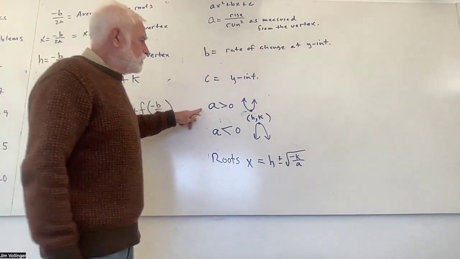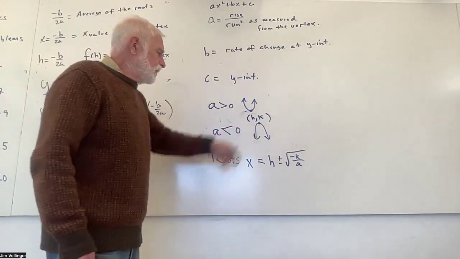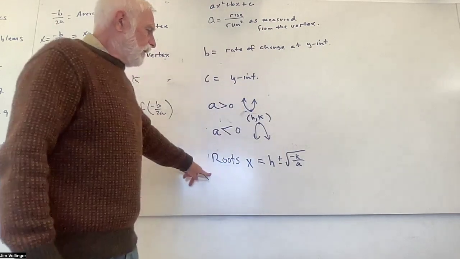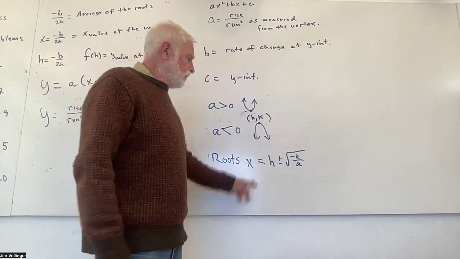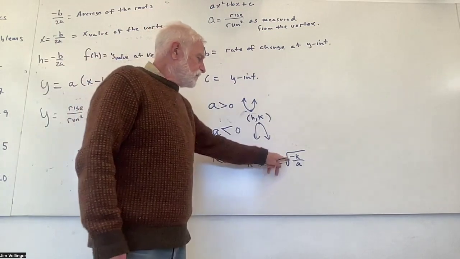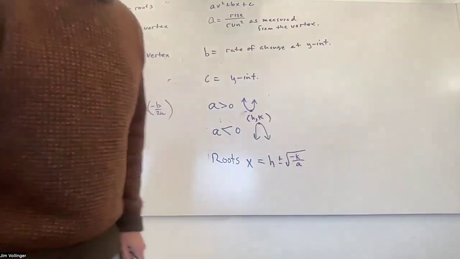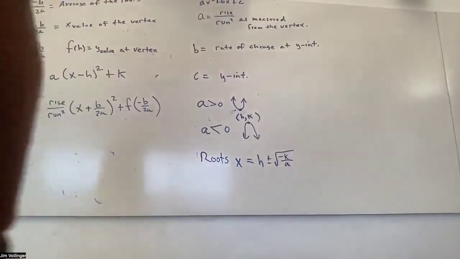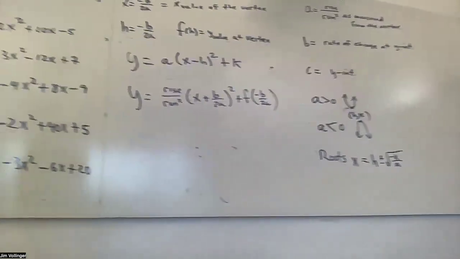When a is greater than 0, we've got a cup shape up. When a is less than 0, we've got a cup shape down. And the roots can be found by very quickly working with the vertex and the a term: h plus or minus the square root of minus k over a. I think I did an intellectual exercise with quadratics that goes after that. I should have put that in with the supporting videos.